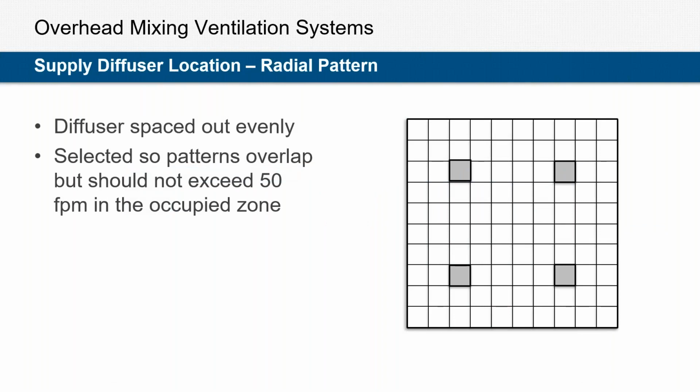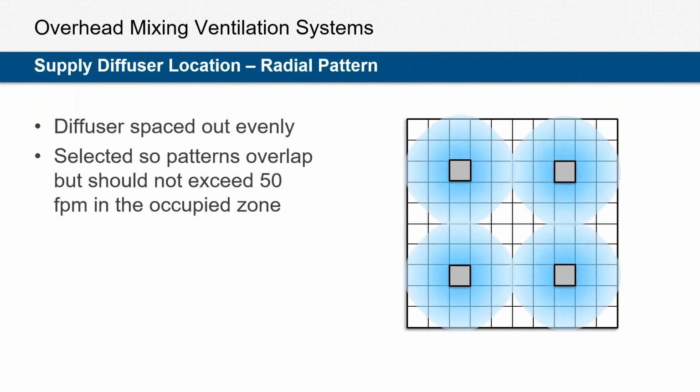So here we have diffusers. Ideally, we want them spaced out evenly, and we want to select that airflow pattern so that it overlaps slightly, ensuring that we're not exceeding 50 feet per minute in that occupied zone.